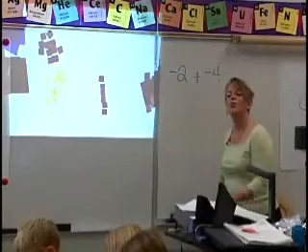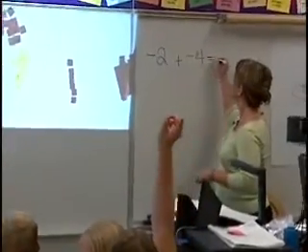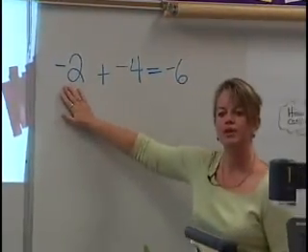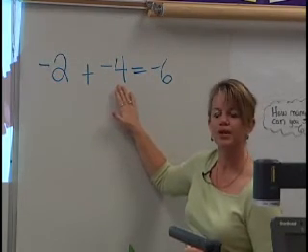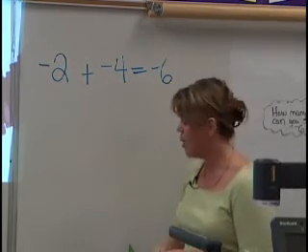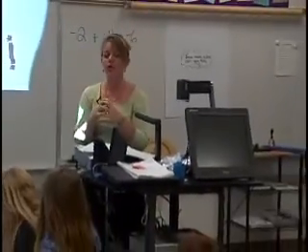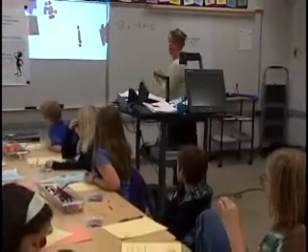So tell me, what's the end result? Aiden? Negative 6 is correct. So when you take a negative 2, look up here, when you take a negative 2 and add a negative 4, you end up with a negative 6. Why? Because you have 2 reds and 4 more reds. They're going to join together. They are not going to fight. Okay? All right. Let's try another one.